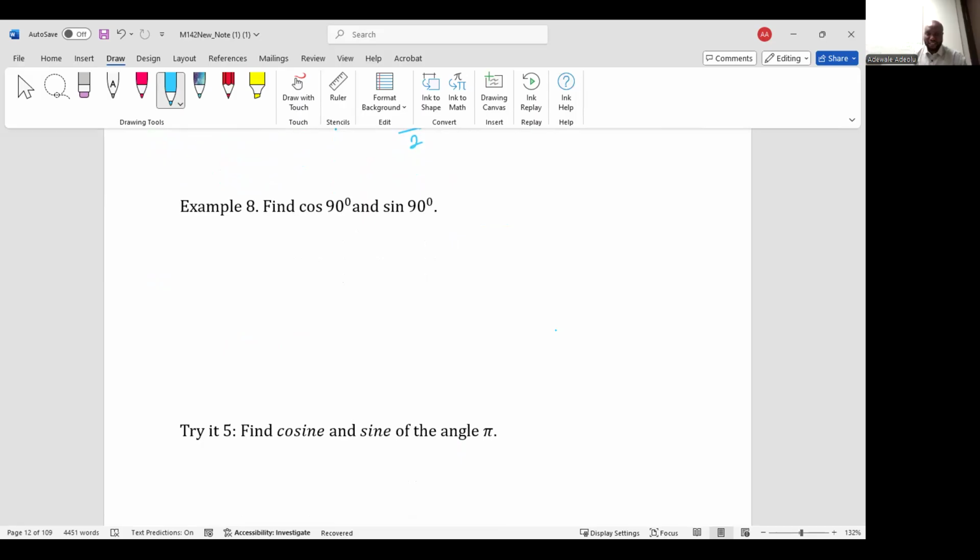Okay, find cosine of 90 degrees and sine of 90 degrees. We don't have any picture of that, but we do know something. Let us go back. Remember our unit circle that we are studying? The radius, please pay close attention, from here to here is 1. Radius is 1.